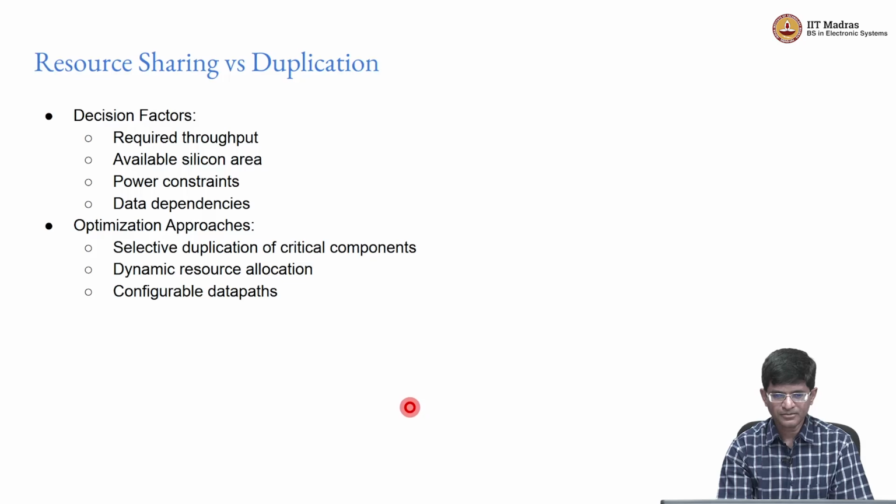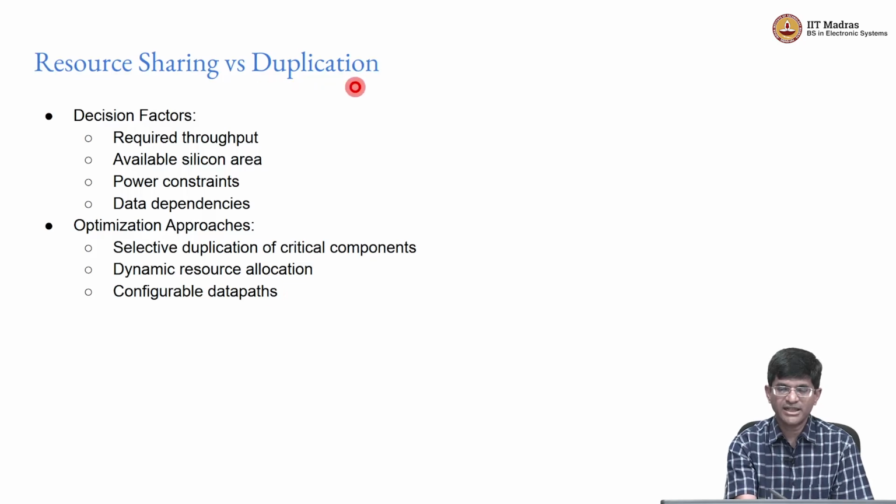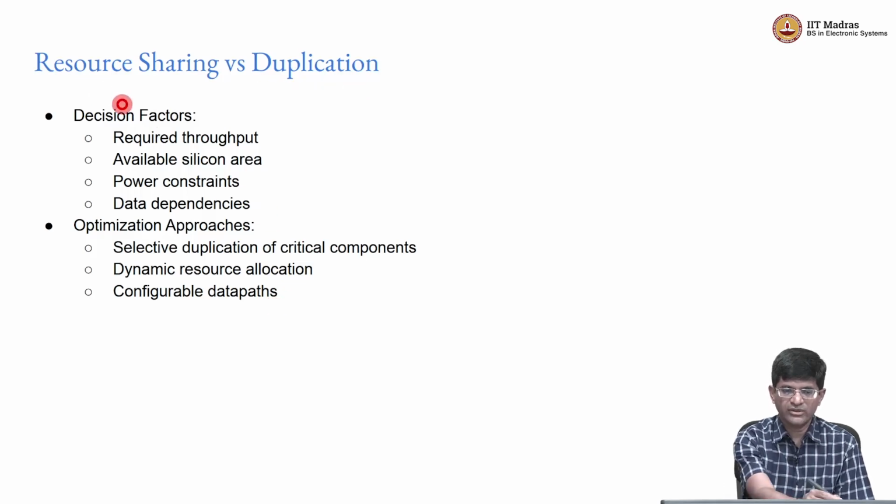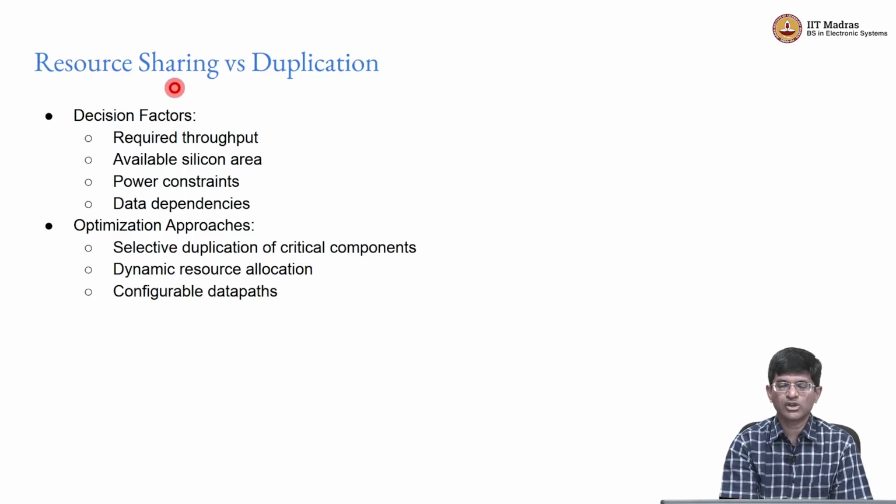Now, so far we have been talking about parallelism, which basically in some sense is duplication. But before that, actually what we had was resource sharing, because the whole idea of a CPU in some sense is built around the notion of resource sharing.